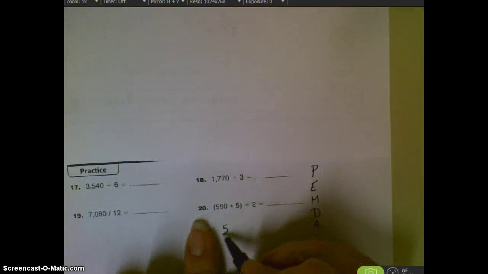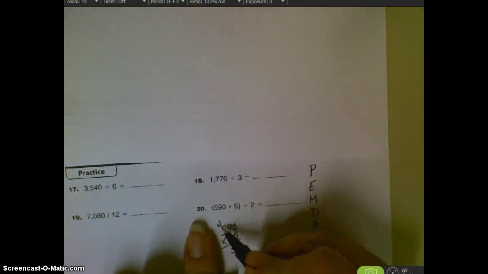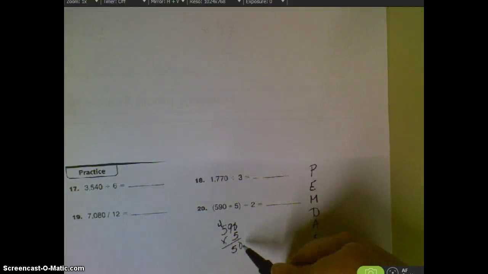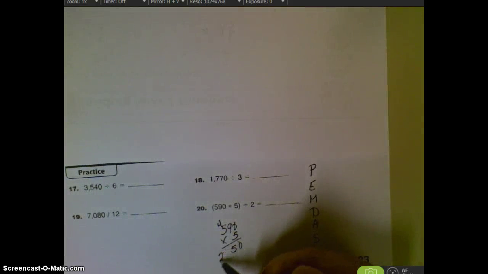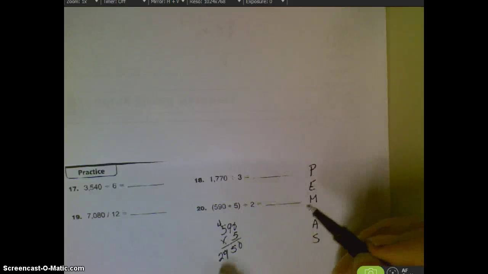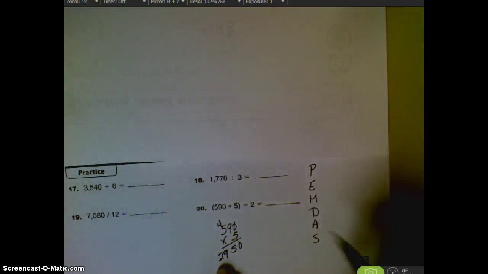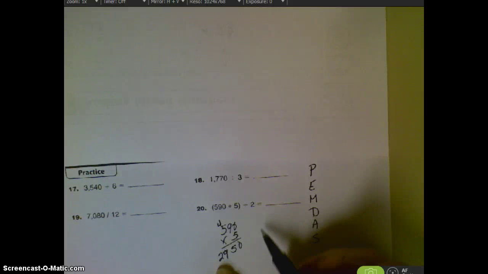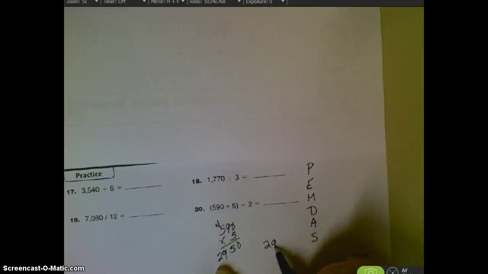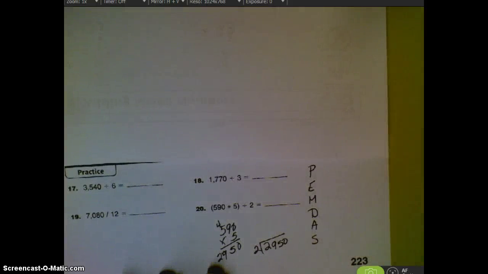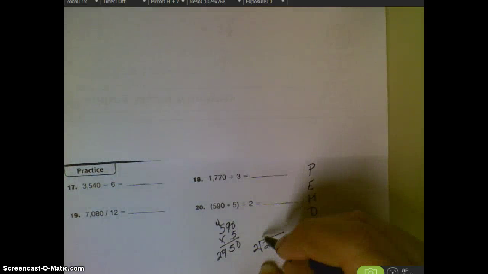P comes first, so that would be parentheses. We must do this part here. So we'll do 590 times 5. 5 times 5 is 25, plus 4 more makes it 29. So we've got 2,950, and now we need to do the last step. 2,950, and we're going to divide it by 2. It should go evenly since it's an even number.